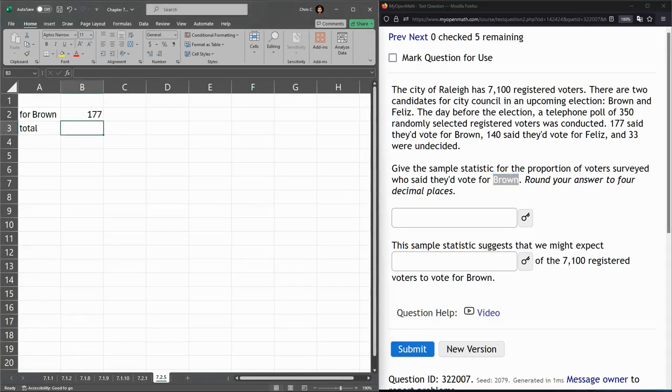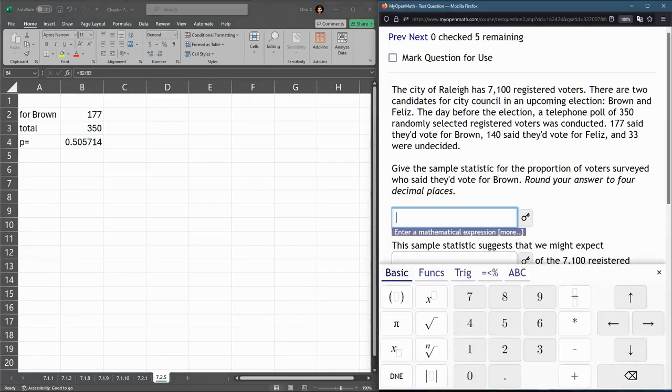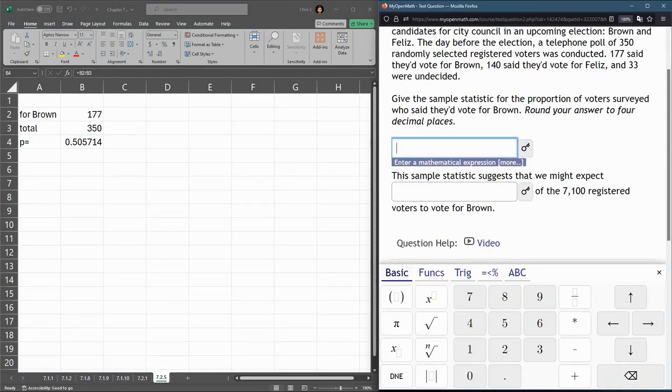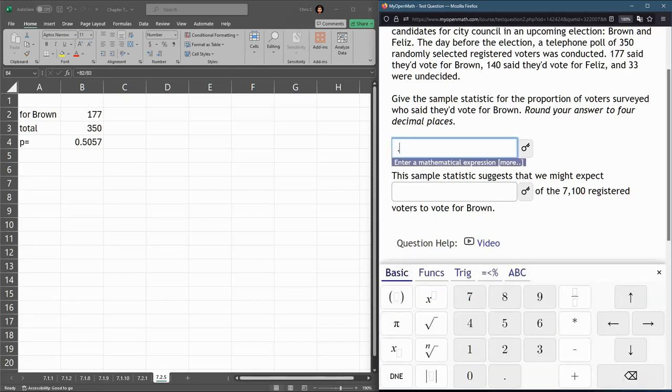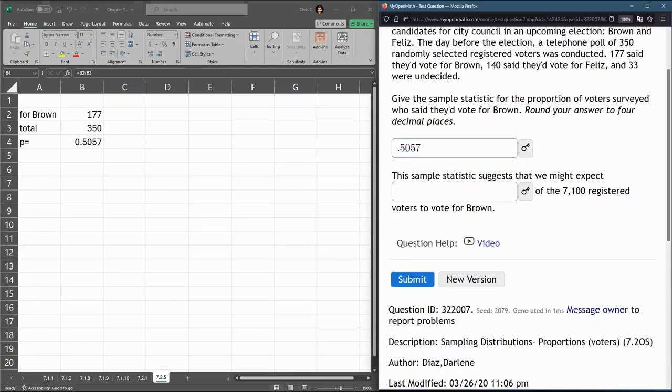So our total is 350. I want to know the sample statistic for the proportion of voters surveyed who said they'd vote for Brown. So we're just going to divide these two numbers. So this will be P. Just a simple division here. So about 50% said they'd vote for Brown, rounded to four decimal places. All right, and submit.